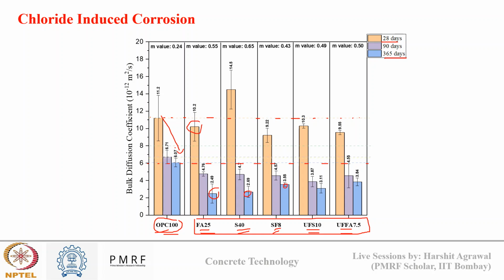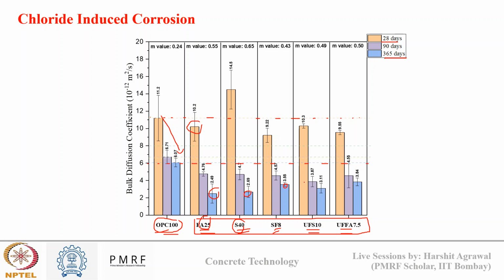So OPC was showing a diffusion coefficient value of 6.07 × 10^-12 meter square per second. But a system like slag or silica fume or fly ash can show a value of 2.5 to 3, which is almost less than half of what OPC was showing. So this is how significant my cement composition or the use of mineral admixture can be in enhancing the durability of concrete against chloride diffusion.